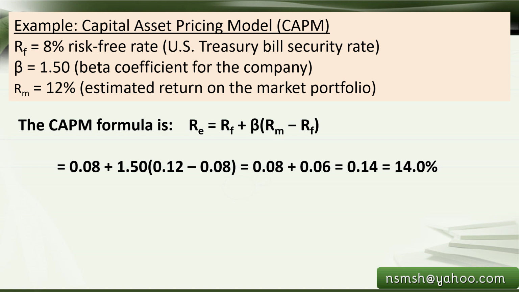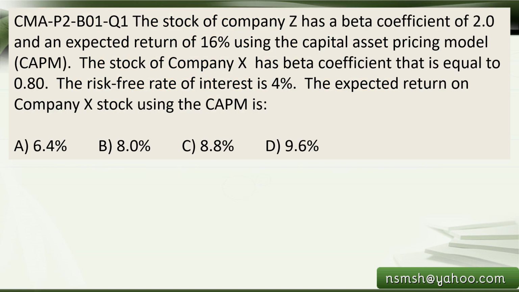The formula is already known, it is this. So we apply these values. The percentages we put into decimals, and we apply this formula, and we get 14% as the CAPM value. Let's read this question, a little interesting one.